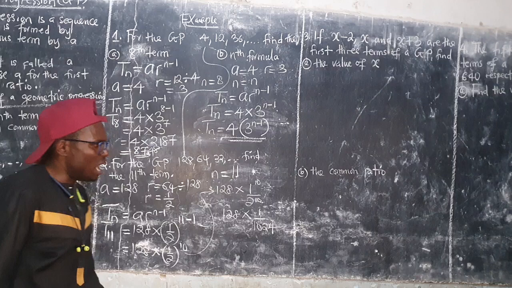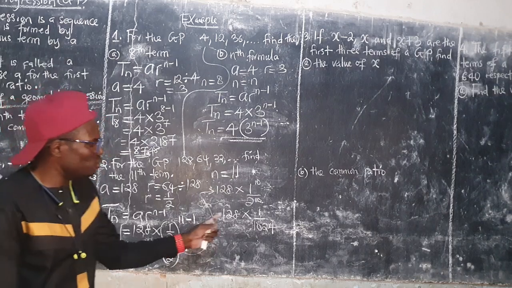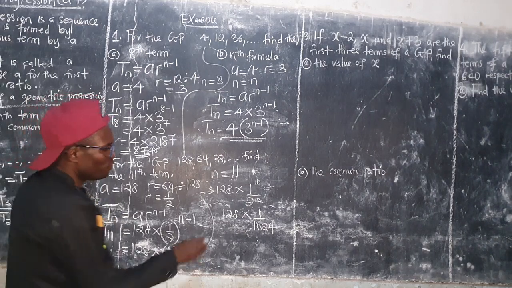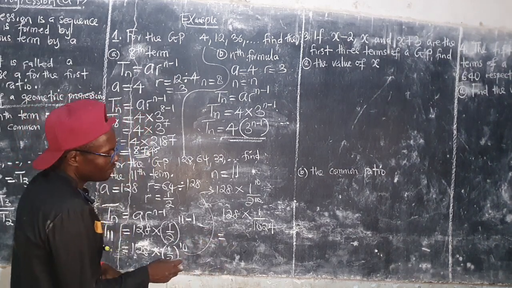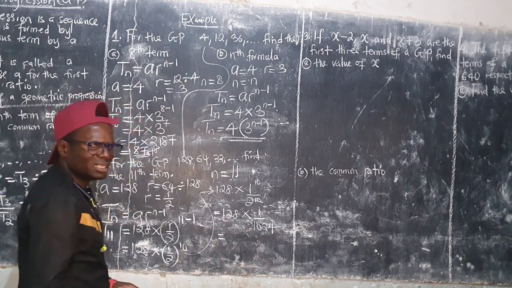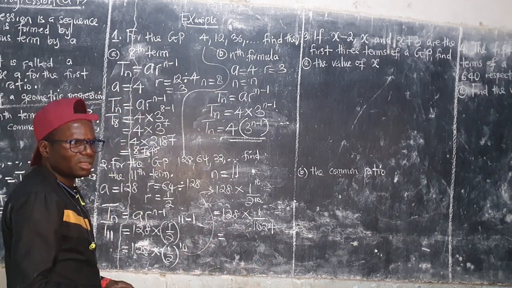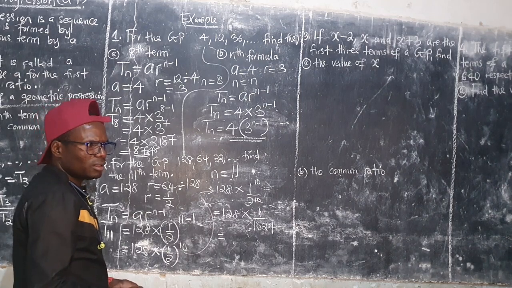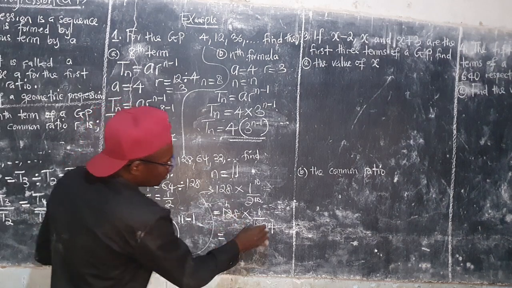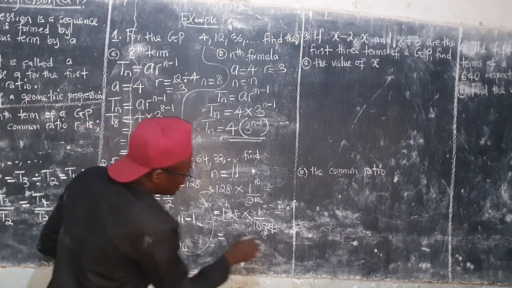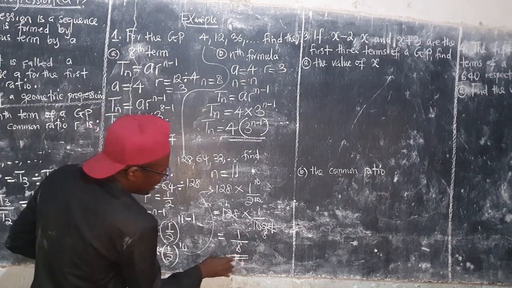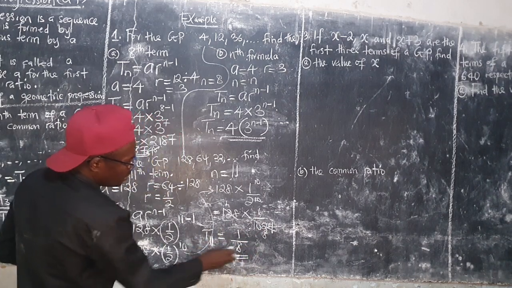1024. Now, after finding that, we can try to divide. 1024 divided by 128. What is that? 8. So 128 into 128 is 1, and 128 into 1024 is 8. So 1 times 1 is 1, over 8. This is the answer. This is T11.